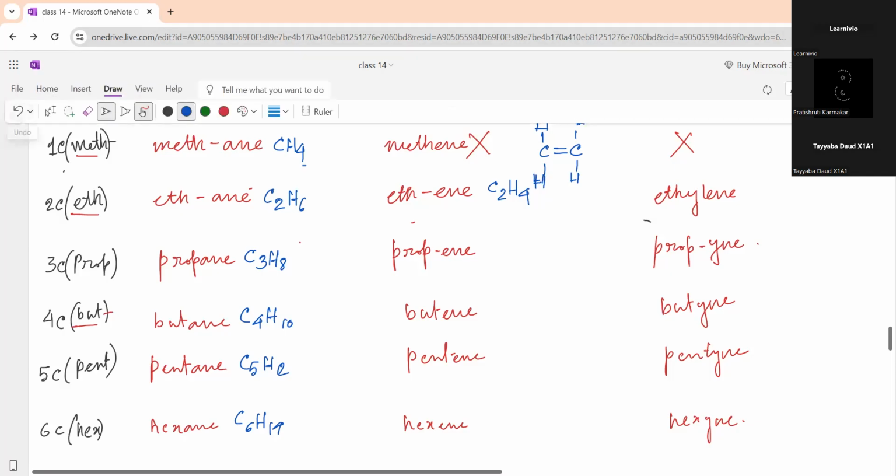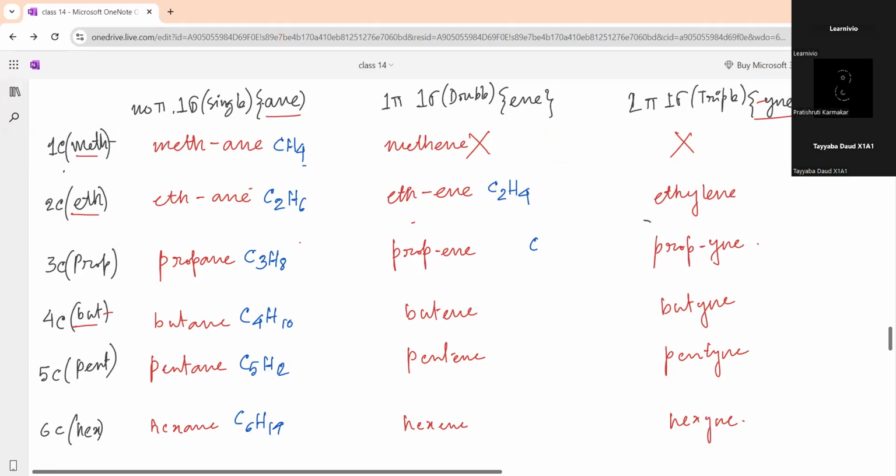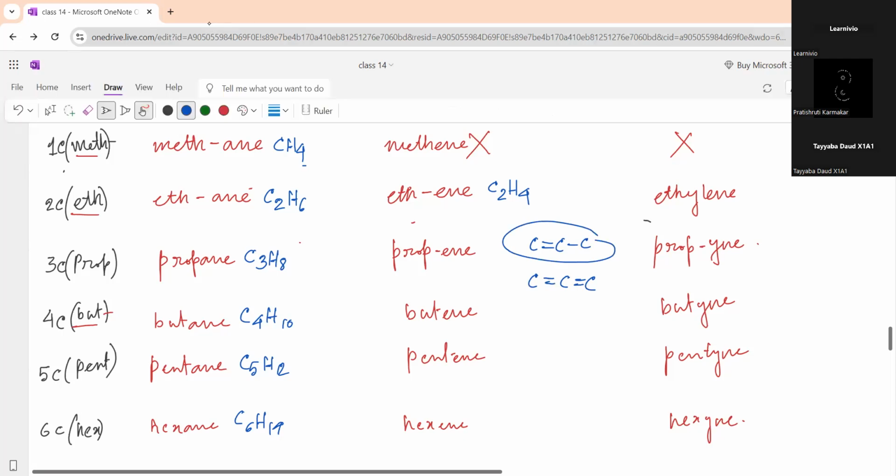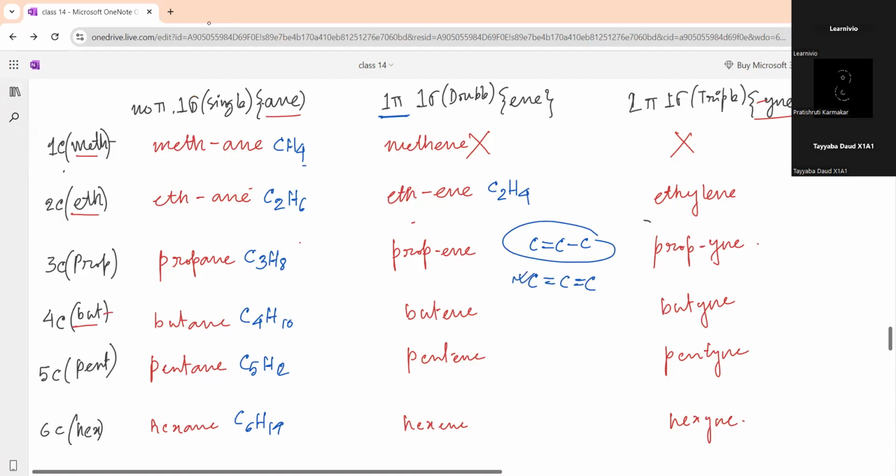Okay. Now for propene, C3H6. Correct. But how? We will have only one pi bond. Propene will be like this. See carefully, propene won't be like this. Only at one place the double bond will take place. Only one pi bond we will have, not two pi bonds. In this case, we are having two pi bonds, right? But in the whole molecule, we will have only one pi bond.